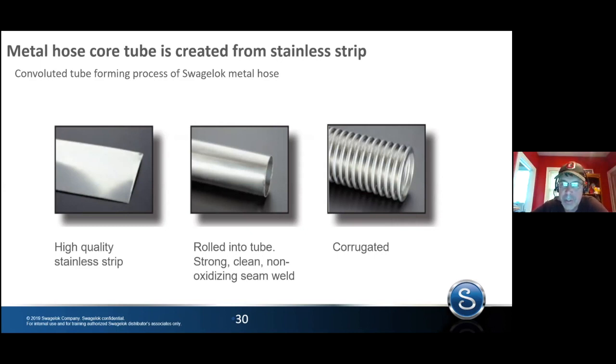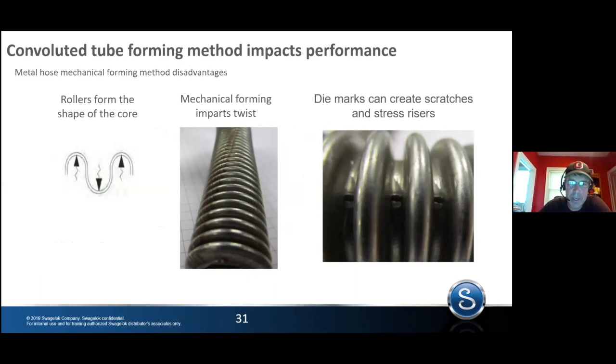But once it's corrugated, it now becomes very flexible. And this corrugation process is really the key. How are these corrugations put into the hose? The most common way is what we call a mechanical forming process, where rollers move around the outside of the hose. Then these rollers are in the shape of the corrugation. And as the rollers move around the outside of the hose, they press into the hose, stretching the material and forming the corrugation shape.